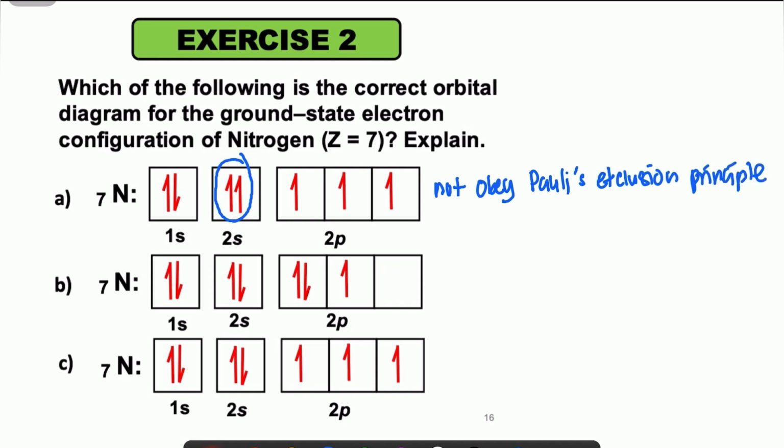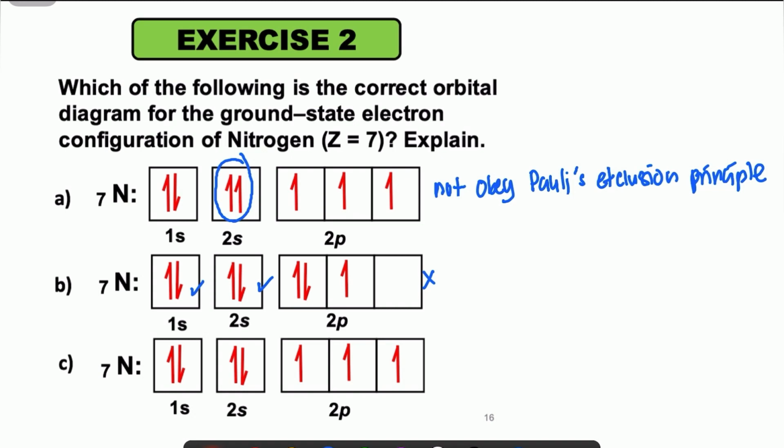Okay, so this is wrong. Next, let's see for the B. Okay, B, the arrangements of electron in orbital 1s is correct, 2s is correct, but for the degenerate orbitals 2p, this one is wrong. Why? Because the electron is fully filled in the first box. For the 2p, the degenerate orbital, you have to fill the electron singly first.